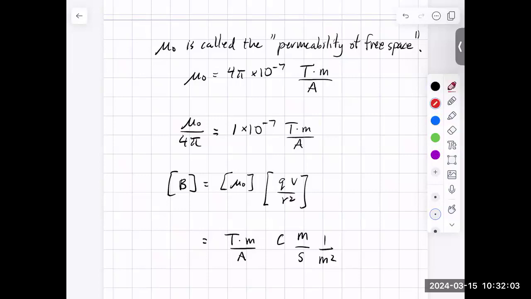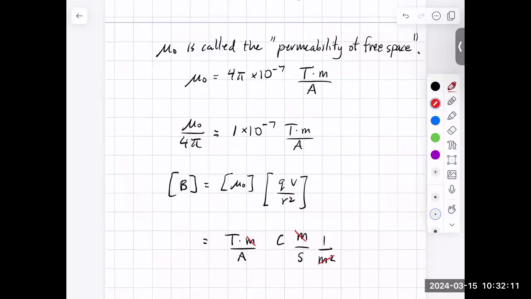Okay, so let's see what we could do. We have 2 meters in the numerator. That cancels with the meter squared in the denominator. And then we have a coulomb per second. What's a coulomb per second? Amp, that's right. Current is equal to the change in charge divided by the change in time. So it's coulombs per second. And so these coulombs per second cancel with the amp. And all we're left with is this unit Tesla.